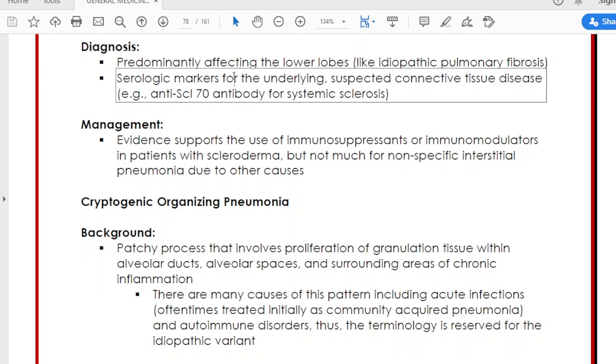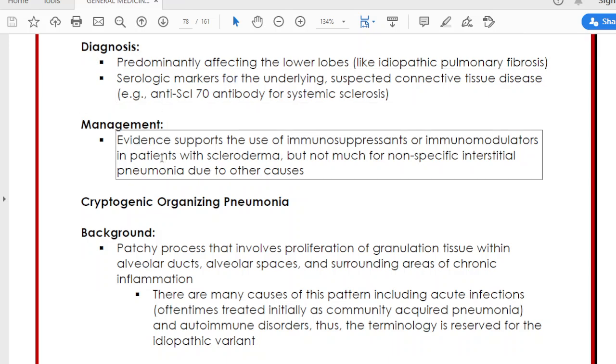Serologic markers for the underlying, suspected connective tissue disease, for example anti-Scl-70 antibody for systemic sclerosis. Management: evidence supports the use of immunosuppressants or immunomodulators in patients with scleroderma, but not much for nonspecific interstitial pneumonia due to other causes.